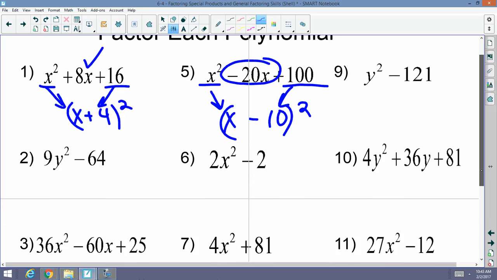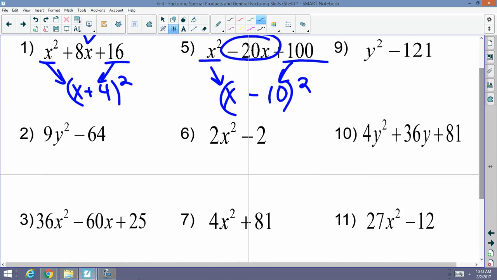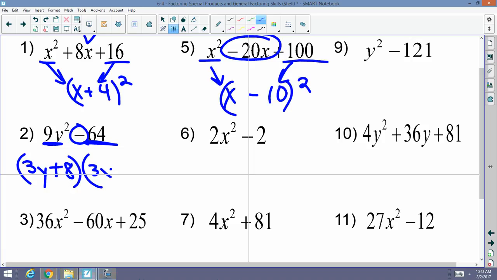Let me properly go down the number line. 9y squared minus 64. Is this a perfect square? Is this a perfect square? Are they being subtracted? So it's a difference of squares, which is going to be the square root of the first term plus the square root of the second term, times the square root of the first term minus the square root of the second term. Does everyone see that, my brothers?